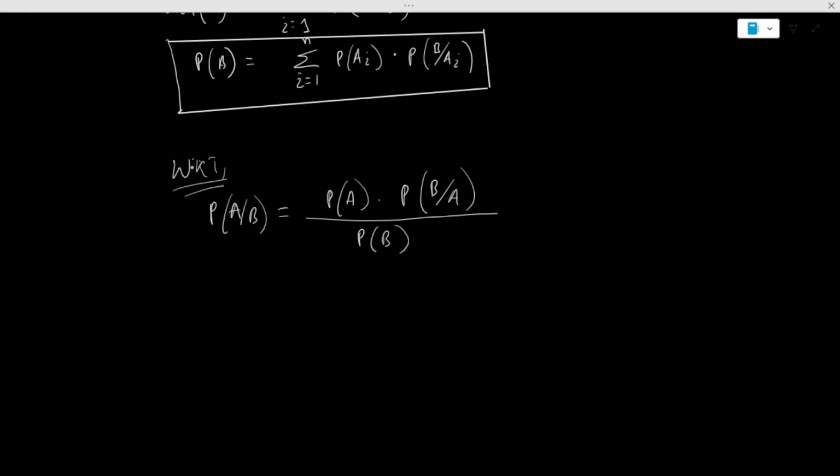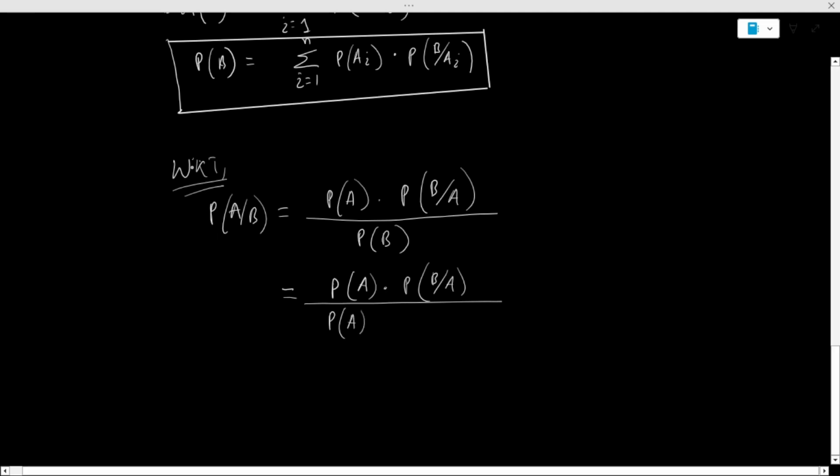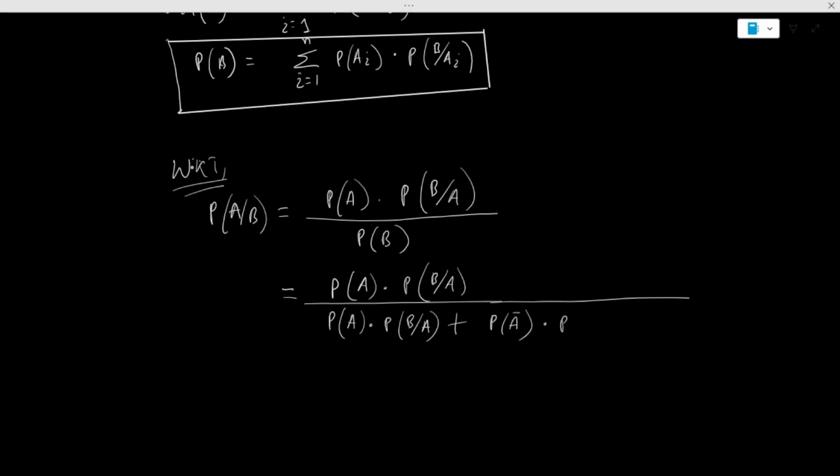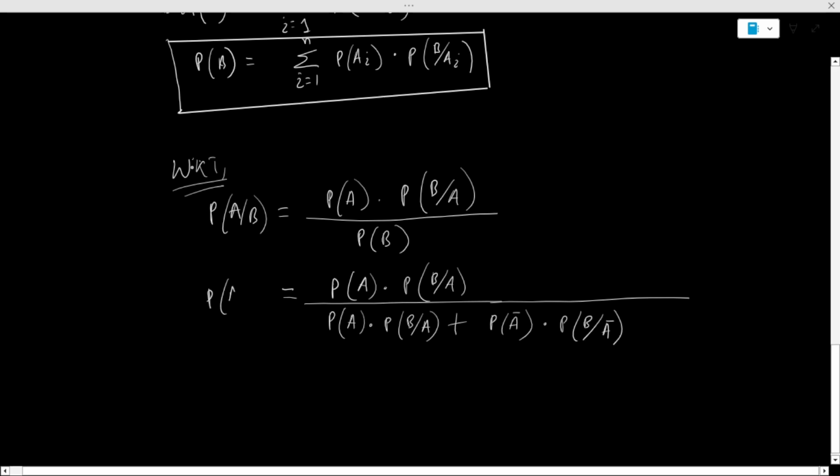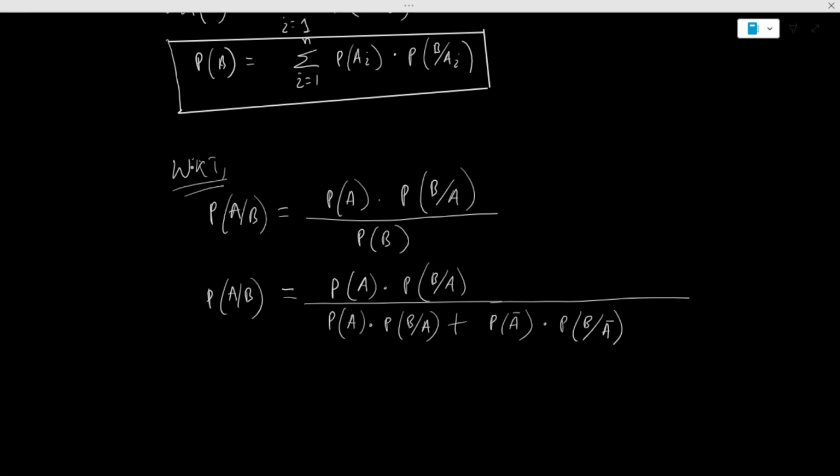Now we can further expand this probability of B. So this is equal to probability of A into probability of B conditional on A, divided by probability of B. In our first case, the probability of B was equal to probability of A into probability of B conditional on A, plus probability of A complement into probability of B conditional on A complement. We substituted the value of B using this formula. This was our first case.